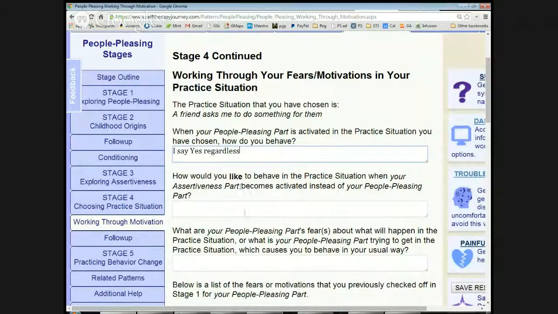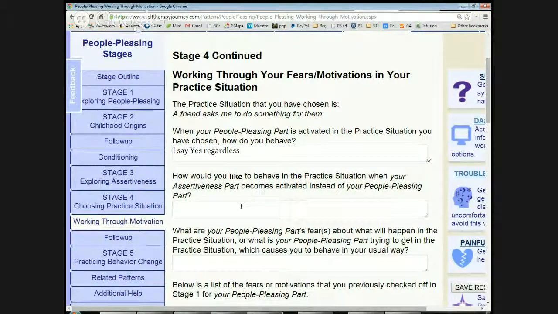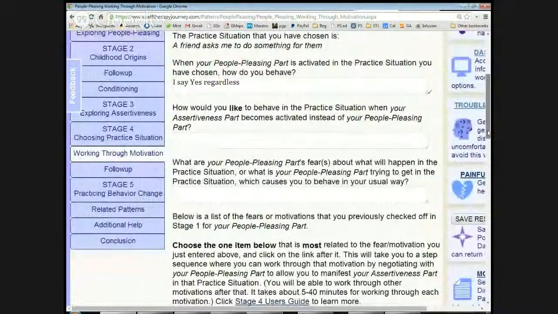Okay. How would I like to be able to behave? I won't type it all in, but how I'd like to be able to behave is I'd like to decide whether it actually makes sense for me to say yes, and say yes or no based on that. That would be the assertiveness capacity. And then what are the fears that my part has, and I can type in the main fears that my people-pleasing part has in that particular practice situation.